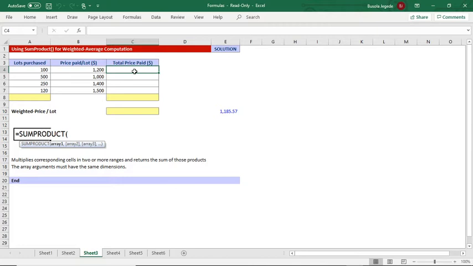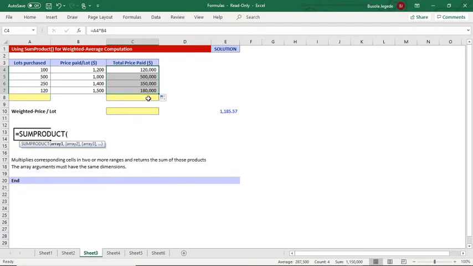This is the normal way to find a weighted average. You multiply each quantity with the corresponding price. So here we have 100 multiplied by 1200. You're going to have 500 multiplied by 1000, 250 multiplied by 14. So we can just drag this formula down to autocomplete all that, right?